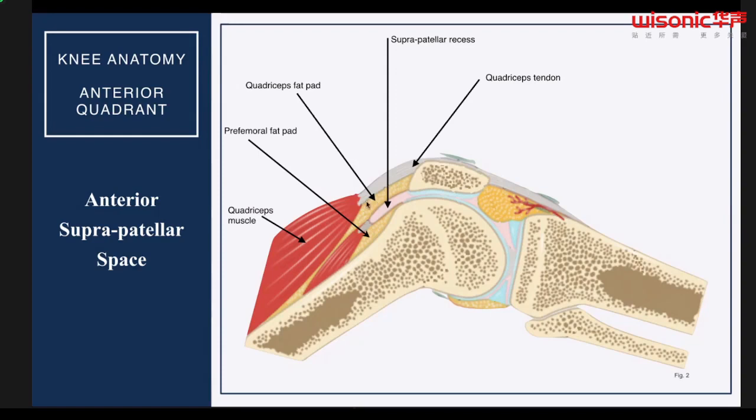It's something that we're going to see on ultrasound. And then deep to that, you're also going to have the prefemoral fat pad. The quadriceps fat pad is also known as the anterior fat pad here. But in between those two fat pads, you're going to have this structure right here, which is the suprapatellar recess, which you want to evaluate as well. And then this is the patella right here, and this is the femur, obviously, and the tibia and the fibula.